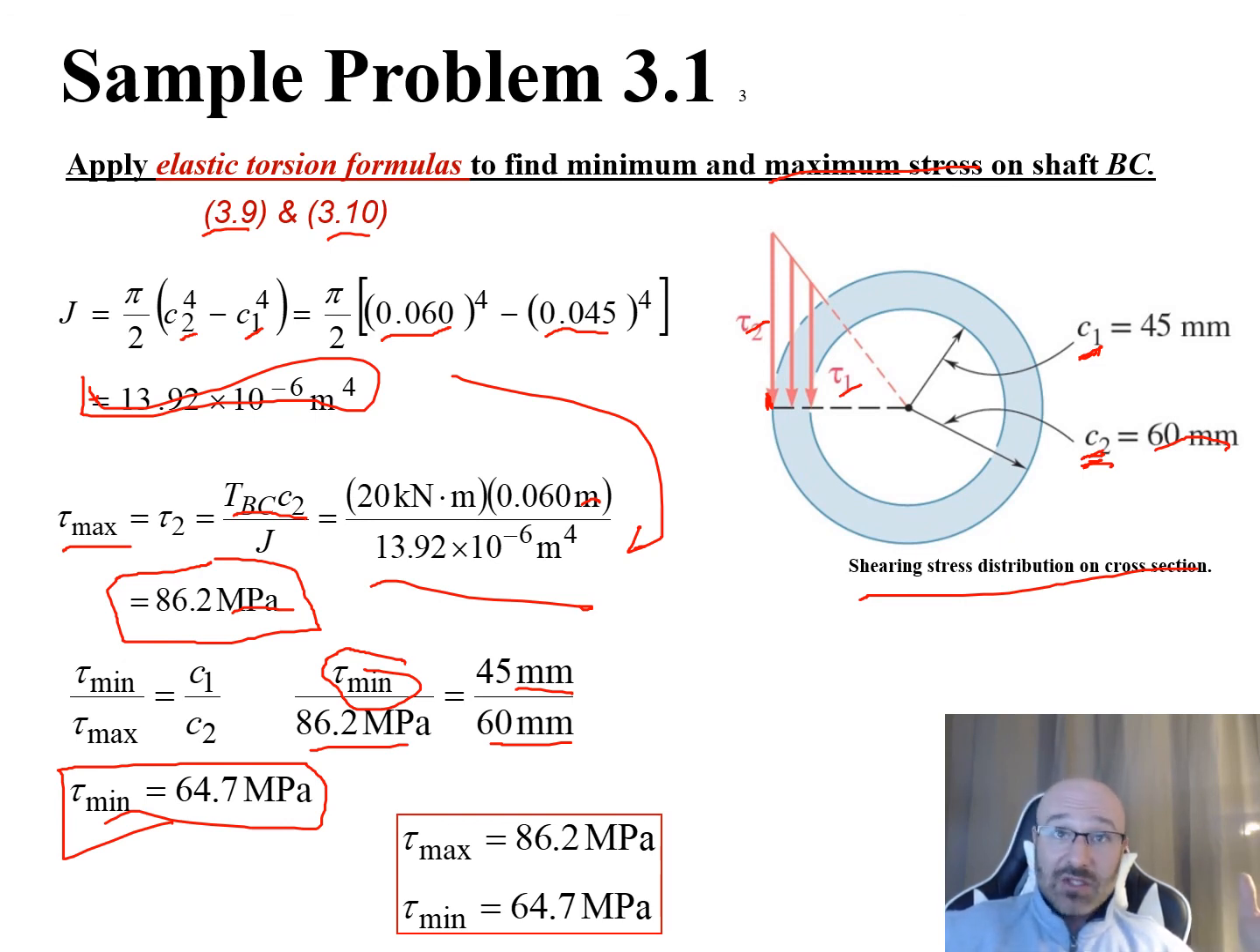So what did they ask us to solve for? The maximum and minimum stress on shaft BC. So I clearly boxed that: tau max is 86.2 megapascals, tau min is 64.7 megapascals. So that is what they asked us to solve for in part A for this problem.